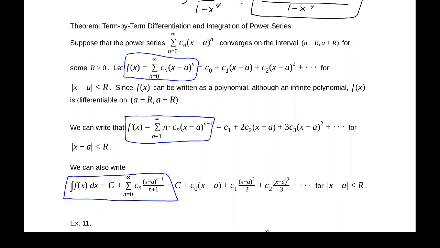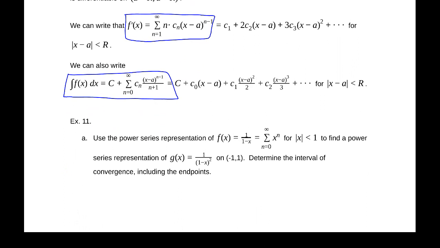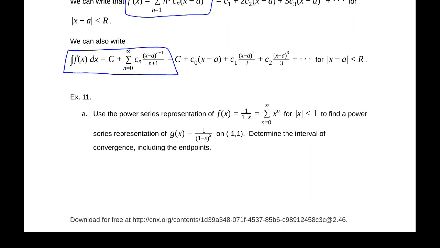Okay, so example 11. Use the power series representation of f of x equals 1 over 1 minus x. We know that very well. To find a power series representation for g of x, which is 1 over 1 minus x quantity squared. Notice that g of x equals f prime of x.